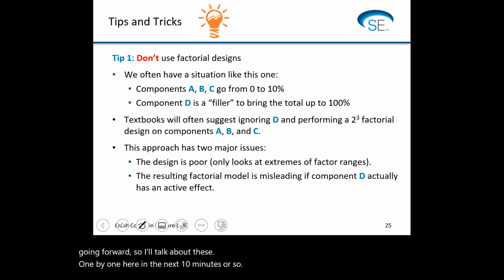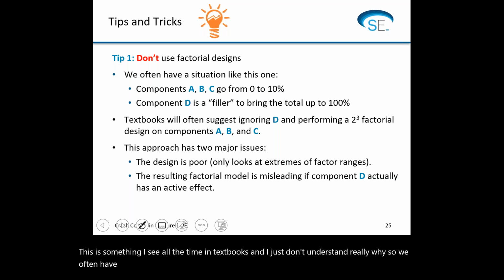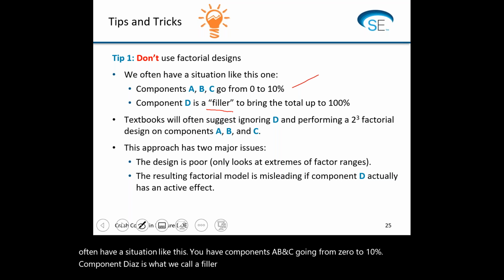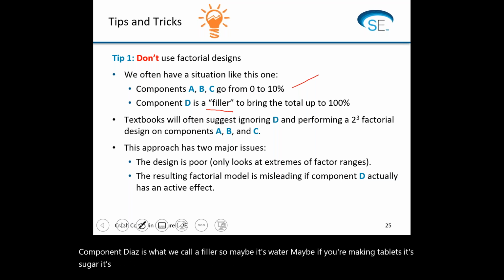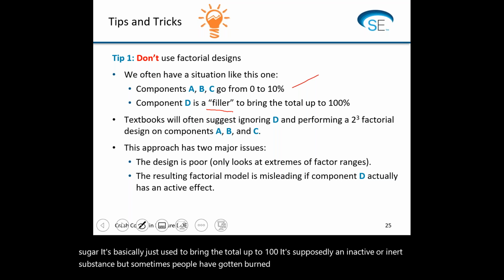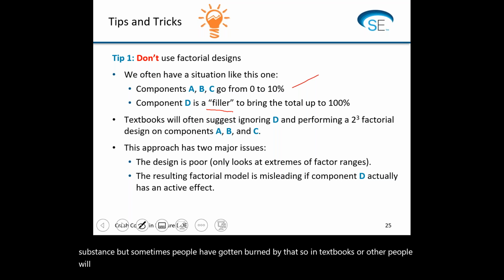This is something I see all the time in textbooks, and I just don't understand why. So we often have a situation like this. You have components A, B, and C going from 0 to 10%. Component D is what we call a filler. So maybe it's water. Maybe if you're making tablets, it's sugar. It's basically just used to bring the total up to 100%. It's supposedly an inactive or inert substance, but sometimes people have gotten burned by that. So what textbooks or other people will suggest is often ignoring component D and doing a 2 to the 3 factorial design on components A, B, and C.